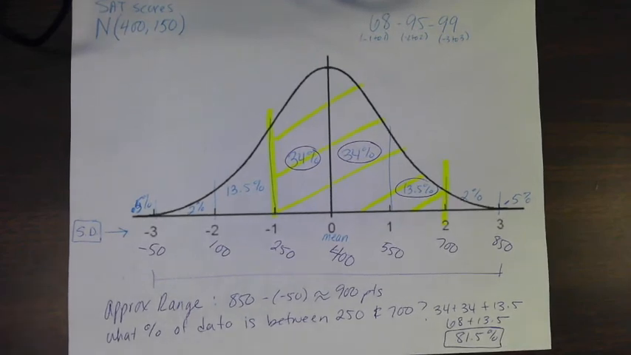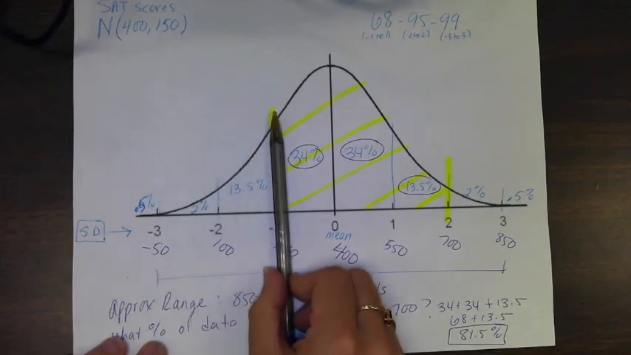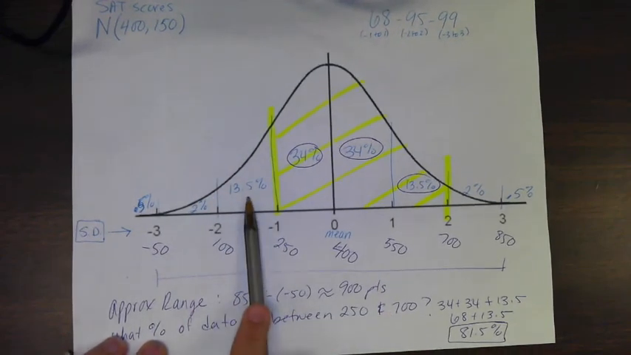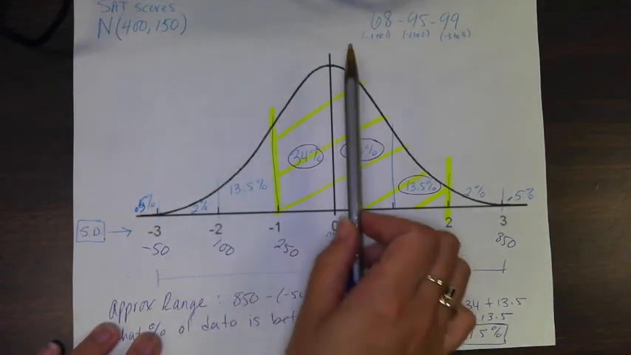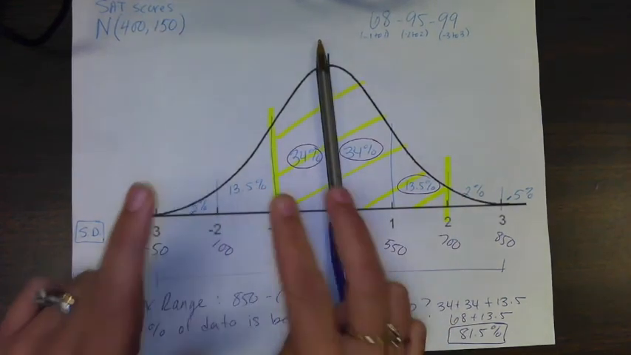And you could then break it down between other ones, like between 100 and 250 would be 13 and a half, or between 100 and 400 would be these two added together, and so forth.